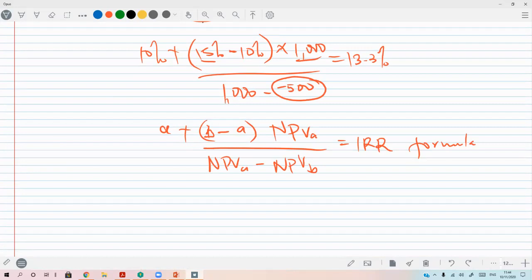Simple as that. That's what we get. Therefore, we estimate the IRR through the use of the trial and error method. Okay. Any question?